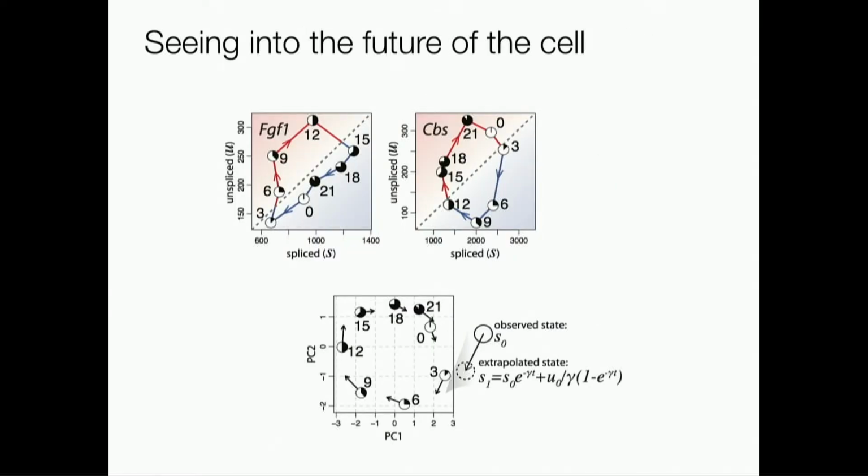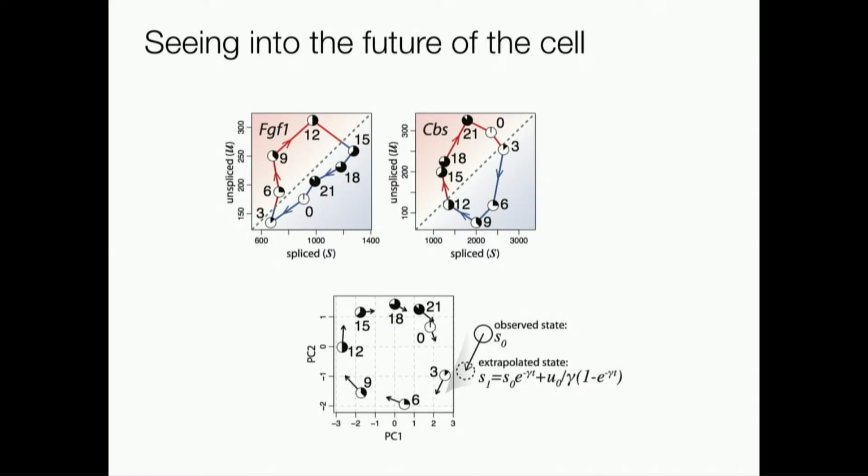Looking at individual genes, we can plot these kind of phase portraits, spliced versus unspliced, and indeed they show this behavior that we predicted from the model. As they are being induced, they go above the diagonal, so the unspliced is leading, and as they are being repressed, the unspliced is, again, leading, so therefore you go below the diagonal.